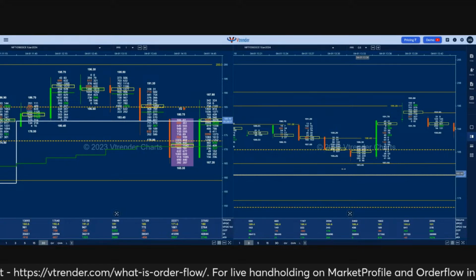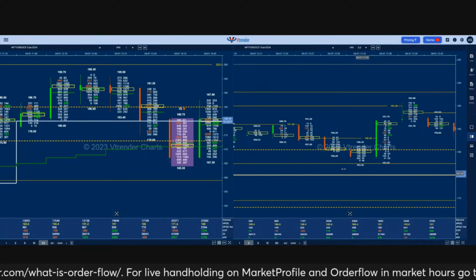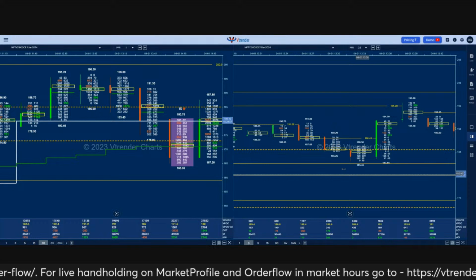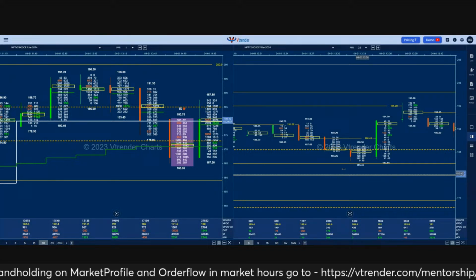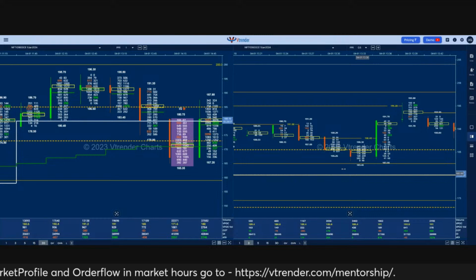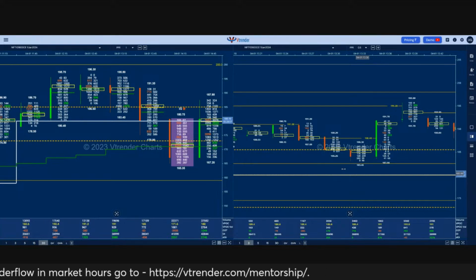So coming back to the process we have, we need to make sure first that we have done our homework and we know what levels we want to watch when the market opens.